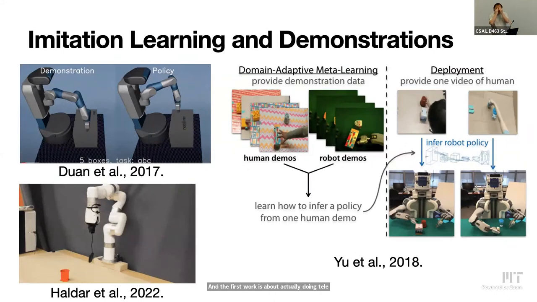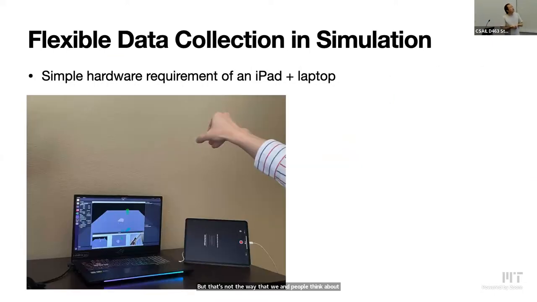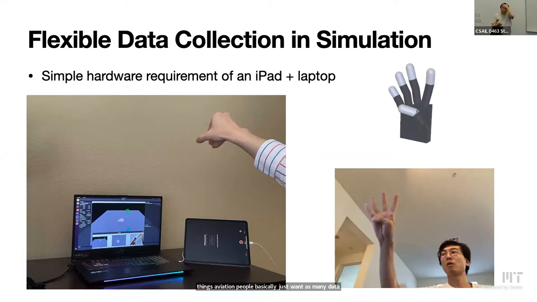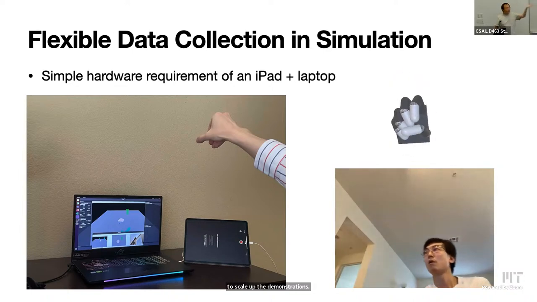So the idea is that when we talk about learning from demonstrations, especially in the learning community, it's always going to be one-shot imitation learning, zero-shot imitation learning, or few-shot imitation learning, where you have the assumption of limited access to a number of demonstrations. But that's not the way that vision people think about things. Vision people basically just want as much data as we can. So essentially this idea is to scale up the demonstrations, the interaction data, as much as possible, in a more scalable way.